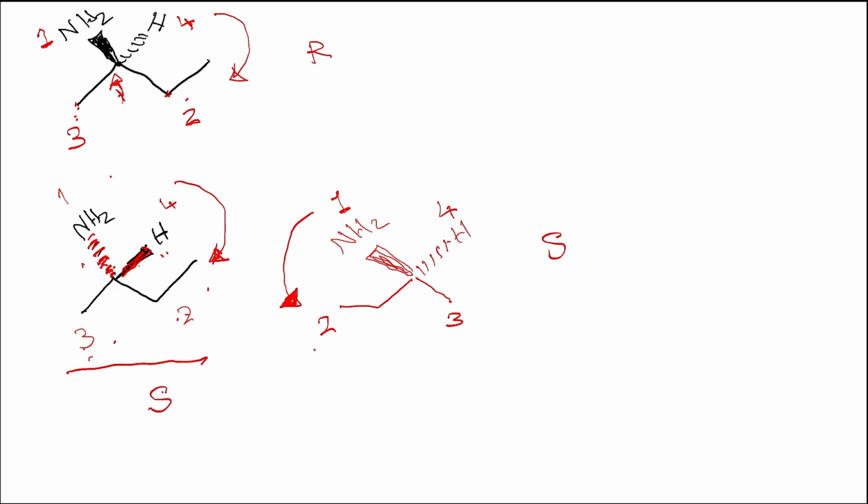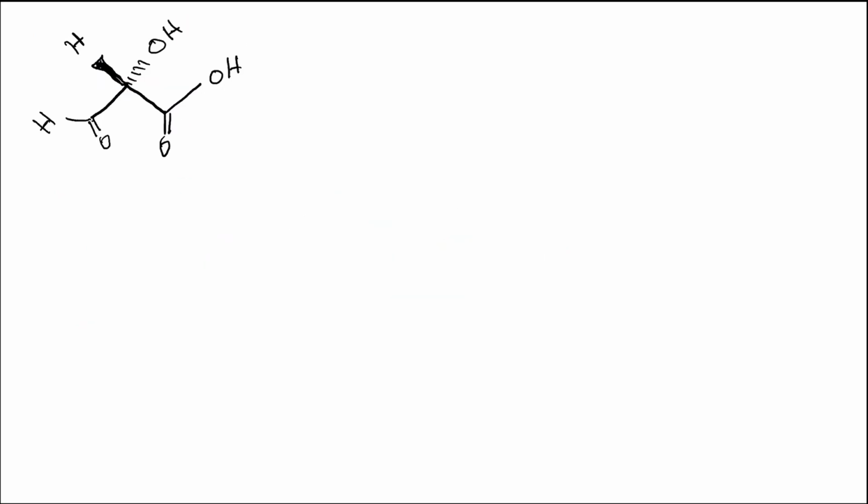So if the arrangement is clockwise and the group which has the lowest priority is not at the back, then I'm going to assign the opposite configuration of my stereogenic center. If it's an S, I'm going to give it an R, and if it's an R, I'm going to give it an S. Here the arrangement is clockwise, so it should be an R, but because hydrogen, which is the lowest priority, is not at the back, I'm going to give it the opposite configuration, which is an S. This is a very simple way of assigning configuration if the lowest group is not at the back.